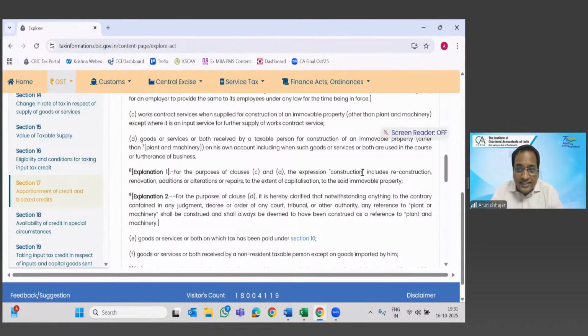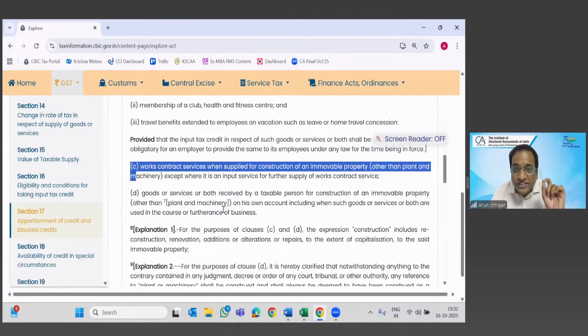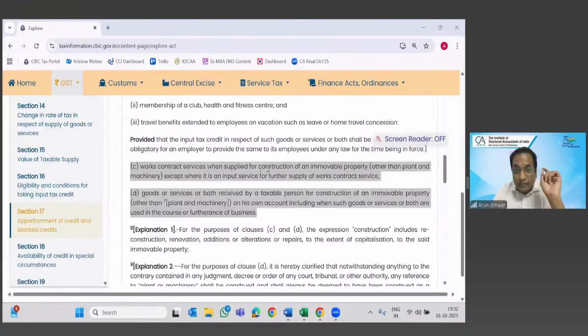The construction is capitalized to the extent of capitalization. If the construction expenditure is being capitalized, then only it will fall under the block category of clause C and the clause D. गौर कीजिएगा, यहां पे वर्ड क्या लिखा है? कंस्ट्रक्शन. तो कंस्ट्रक्शन तो ब्लॉक है. किस चीज को कंस्ट्रक्शन कहते हैं?